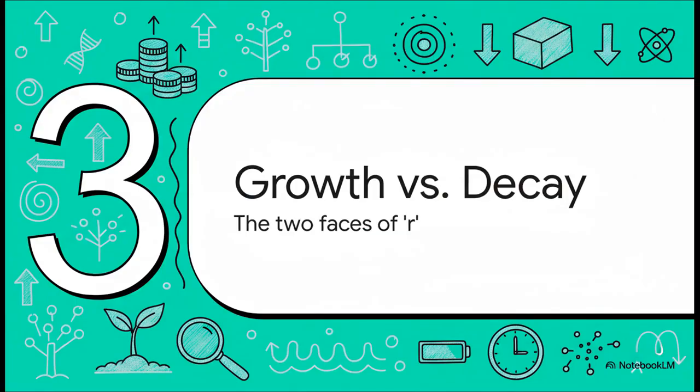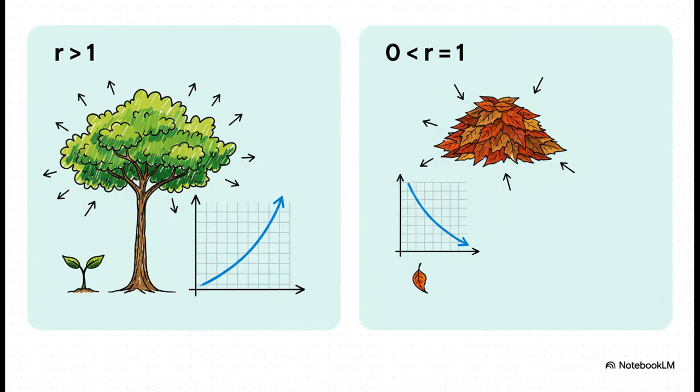Okay, next up, growth versus decay. Because that little growth engine we talked about, R, actually has 2 very different faces. And here's the rule. It's super simple. If your multiplier R is any number bigger than 1, could be 2, could be 1.5, even 1.01, your sequence is going to grow, and it's going to grow fast. But if R is a fraction, something between 0 and 1, like a half or 0.9, the sequence will actually shrink, getting smaller and smaller, closer and closer to 0.